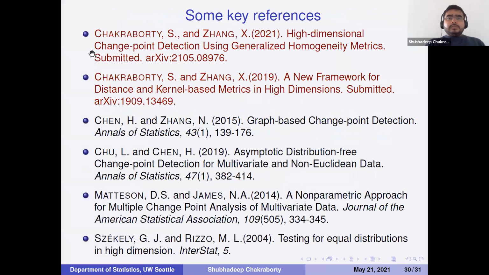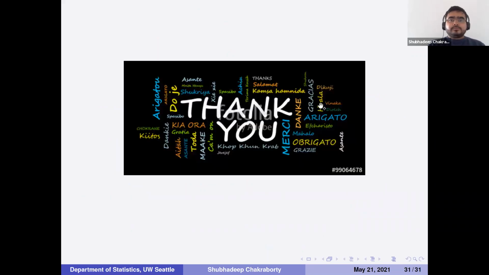So this is the paper which I referred to. This is our recently archived paper for the change point detection method, and this is one of our previous works where we came up with the idea of generalized energy distance. And these are some of the other references that I mentioned. So thank you very much.